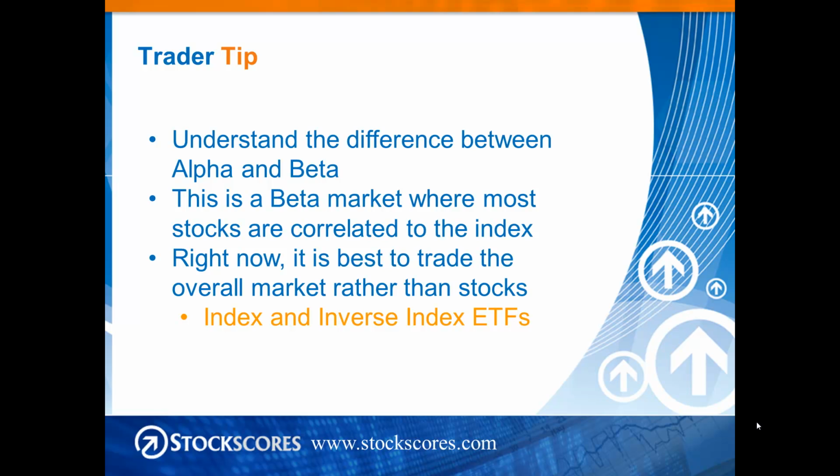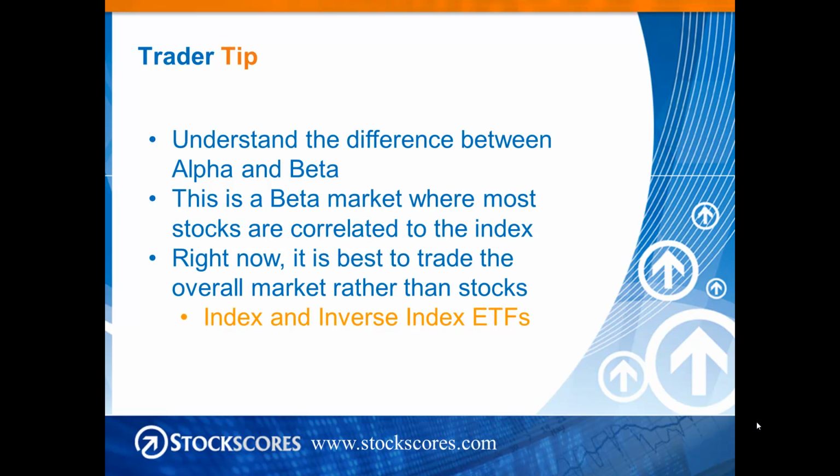All right, so let's talk first about alpha and beta. Every stock has some correlation to the market. We call that the beta. A stock with a beta of 1 will go up 1% if the market goes up 1%. A stock with a beta of 2 will go up twice as fast as the overall market.